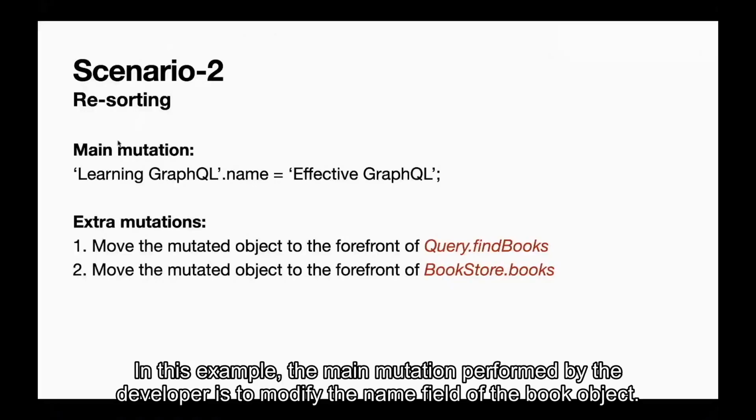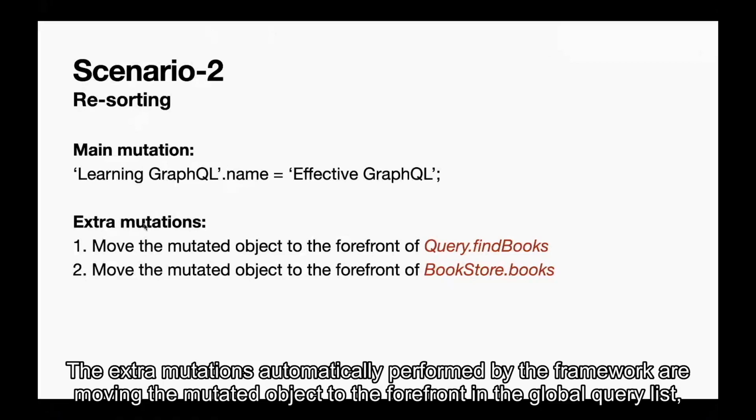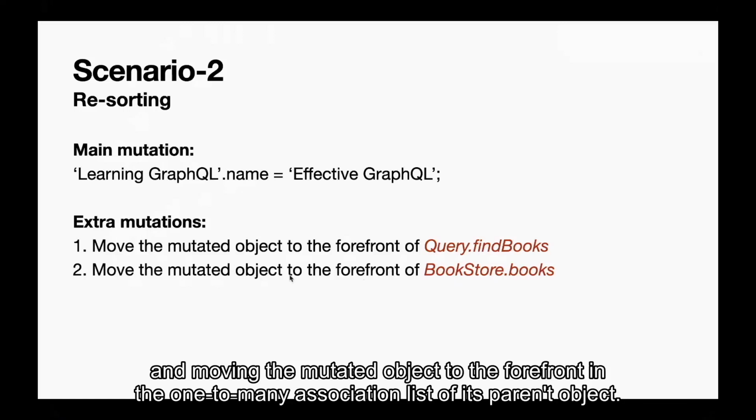In this example, the main mutation performed by the developer is to modify the name field of the book object. The extra mutations automatically performed by the framework are moving the mutated object to the forefront in the global query list, and moving the mutated object to the forefront in the one-to-many association list of its parent object.